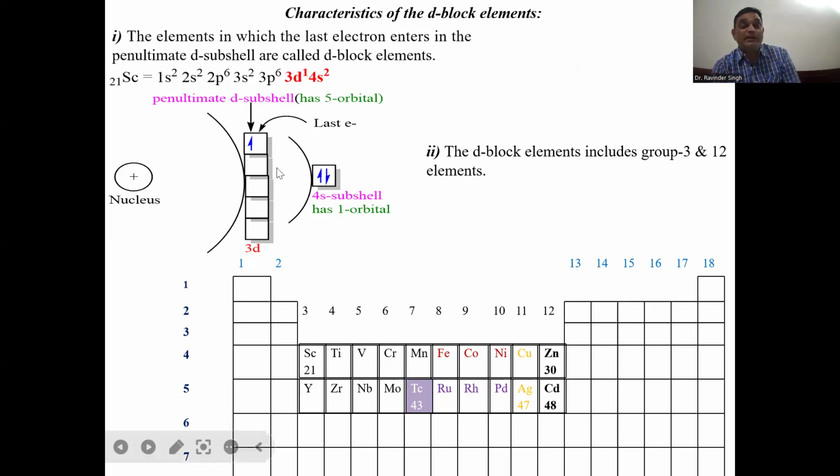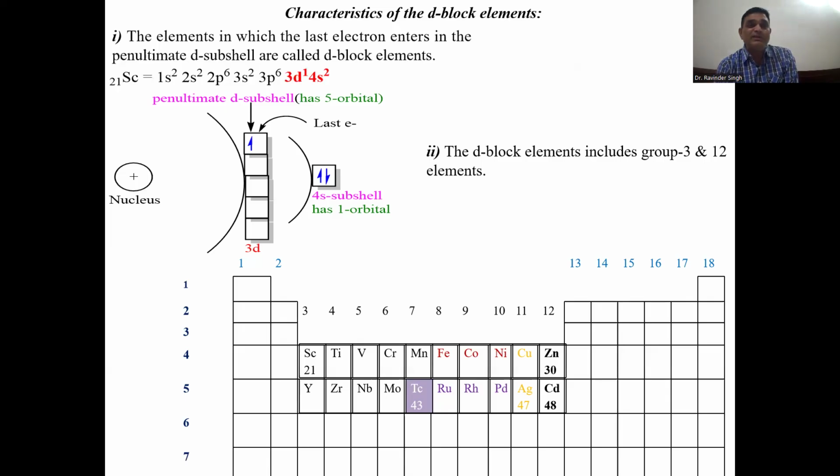On that basis, a new term comes up in the d block element chapter: transition elements. On the basis of the definition, transition elements are those elements in which the d subshell is partially filled, either in the neutral state or in the ionic state. You have to learn that definition. How will you define the term transition element? The elements in which the d subshell is partially filled either in the neutral state or in the ionic state.